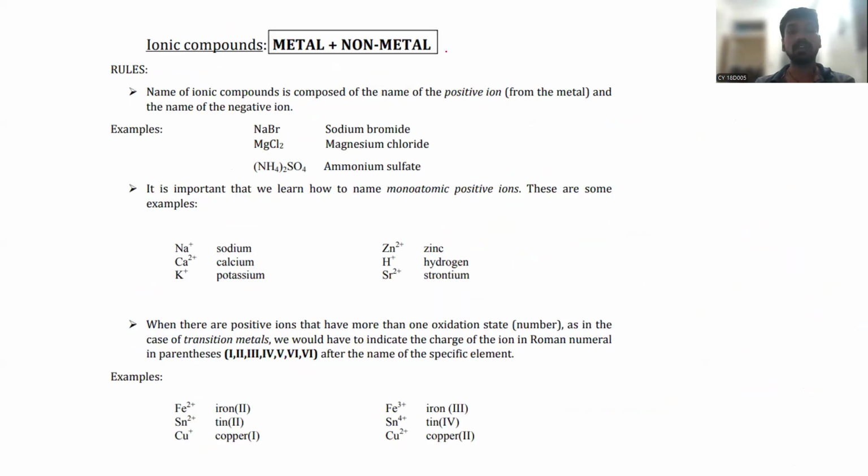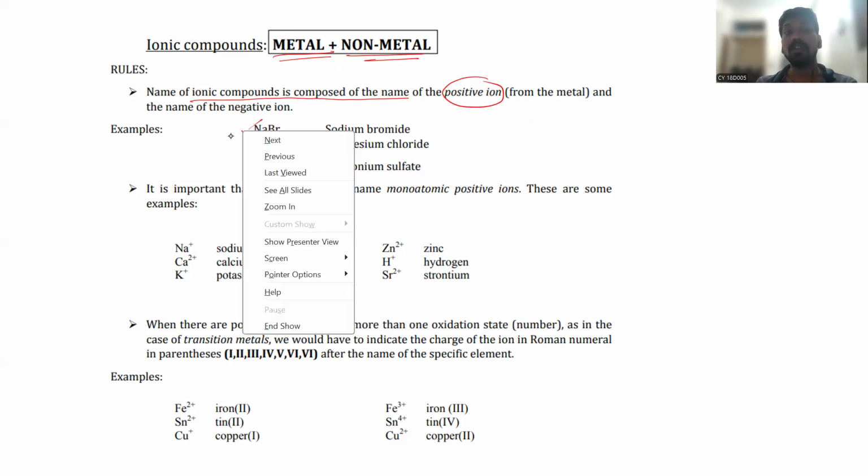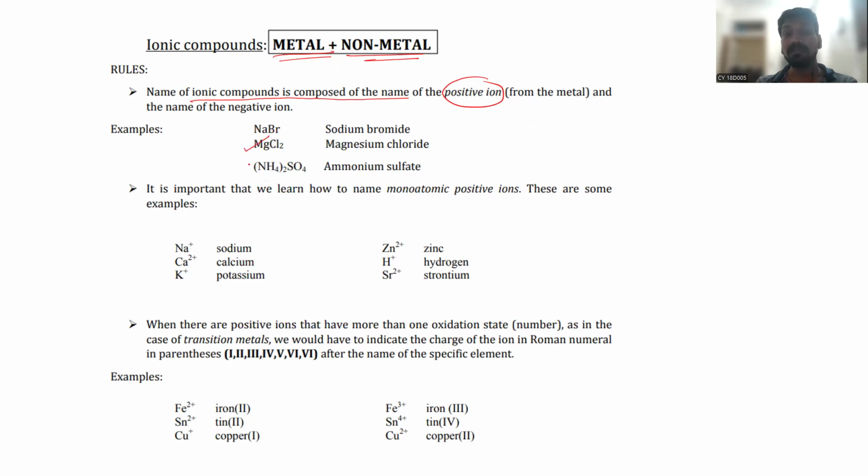So ionic compounds, as already told, include one metal, which is the cation, and one non-metal, which is the anion. So the name of the ionic compound is composed of the positive ion that is derived from the metal. Here are some examples of ionic compounds: sodium bromide, magnesium chloride, ammonium sulfate. Here you can see that the metal is written first. After that, whatever anion is there ends with -ide. Okay. Here it is polyatomic, that's why we are using ammonium and sulfate, not -ide. We are using a polyatomic name.